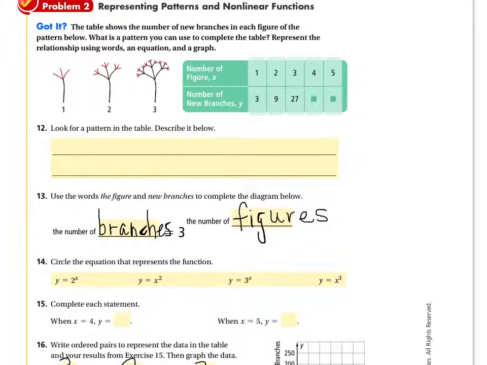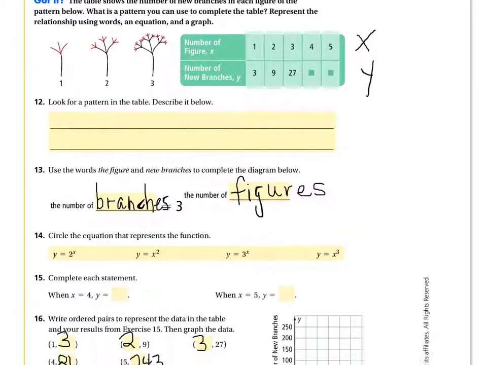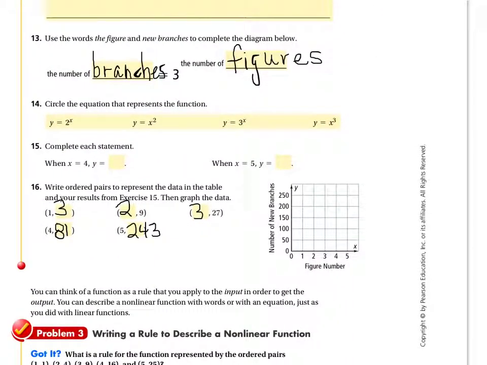So if we look back at our data table, we notice that to go from our input of 1, we have an output of 3. If we have an input of 2, we get an output of 9. An input of 3 gives us an output of 27. And don't forget that this is our x and this is our y. Look back down here to question number 14. And we notice that y equals 3^x is the equation that relates our input to our output.